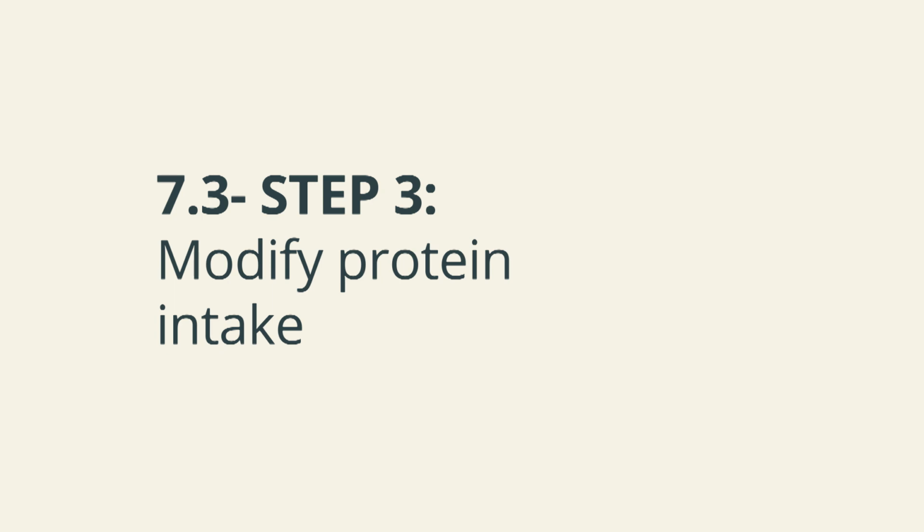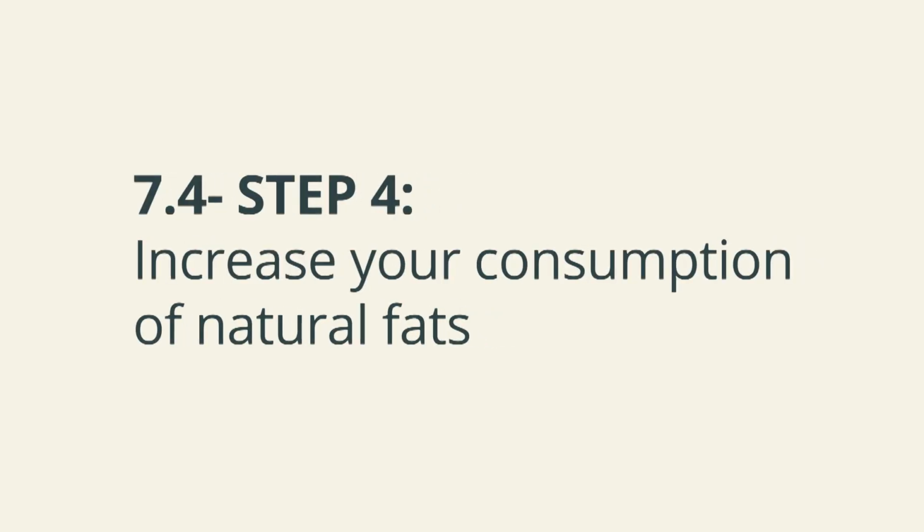Step number 3, modify the protein intake. Due to the importance of proteins in our diet, you shouldn't completely eliminate your intake. You shouldn't abuse it either. It is advisable to adjust your consumption to represent between 20 to 30% of your total caloric intake. Avoid protein bars. Try to consume animal proteins and vegetables of natural origin, such as meats, dairy products, eggs, quinoa, chia, beans.